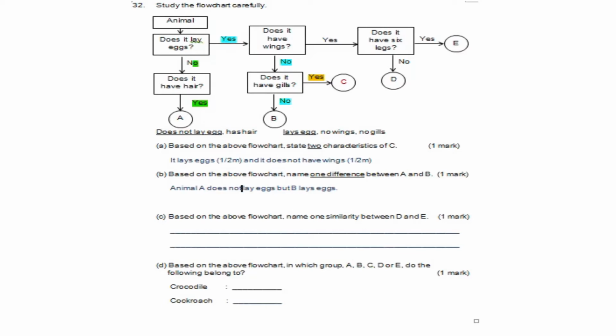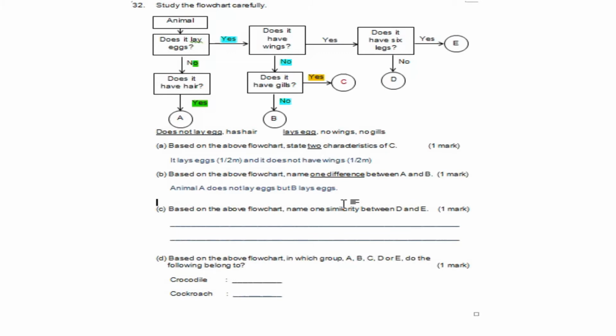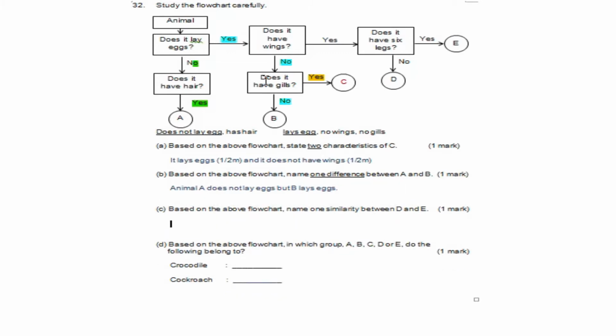Now let's go to the next question. Based on the above flowchart, name one similarity between D and E. Again, I'm not going to highlight it, but you do the same thing here. Highlight using a different color, maybe red for D, and for E, maybe purple.